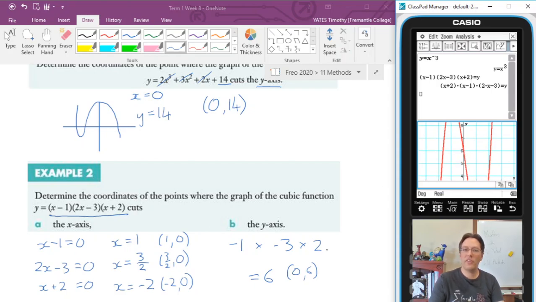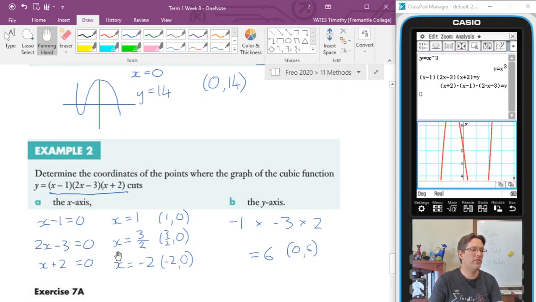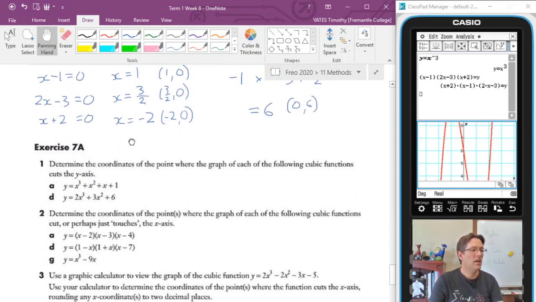So I was able to sketch it out. You should all get practice at sketching stuff out in your graphics calculator as well. Okay, so that's just a bit of a demonstration of how we can look at cubics.